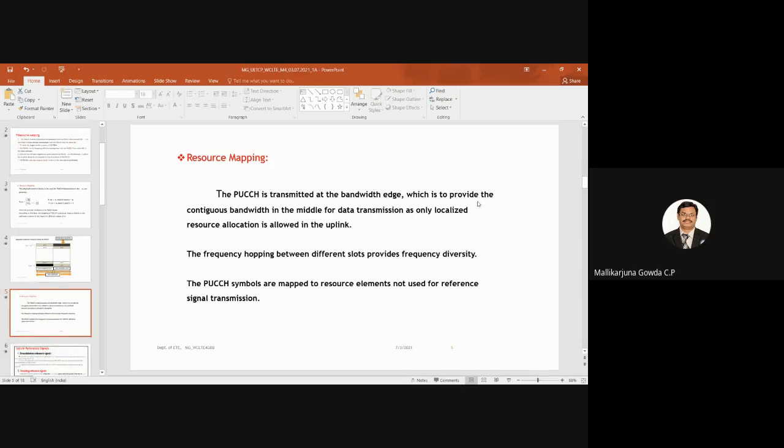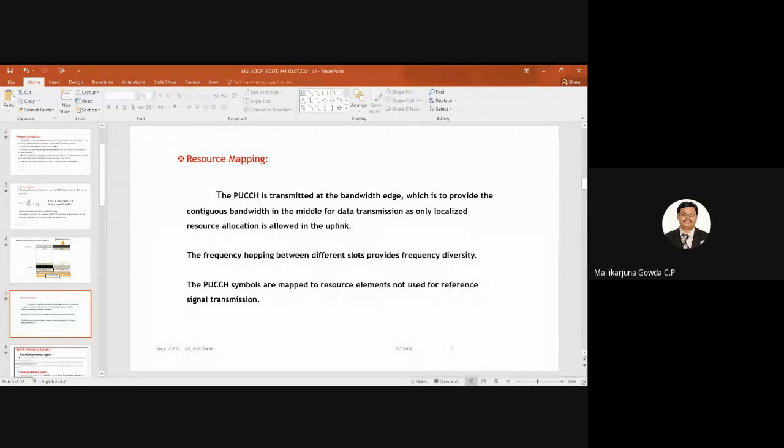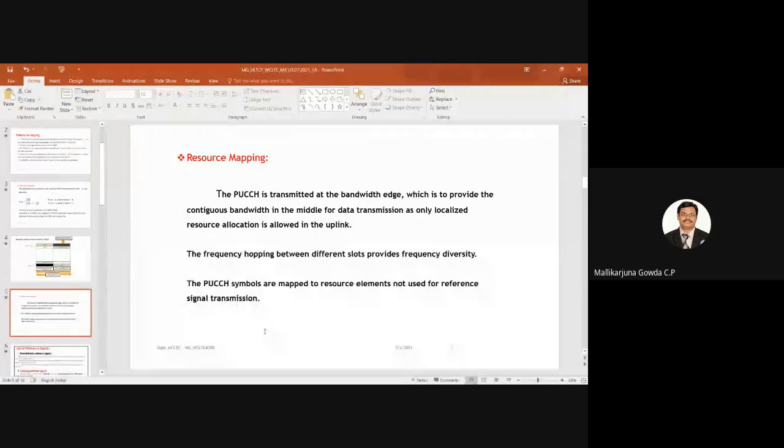The physical uplink control channel is transmitted at the bandwidth edge, which is to provide the contiguous bandwidth in the middle for data transmission, as only localized resource allocation is allowed in the uplink. So where do we transmit? That is also important. As I said, the physical uplink control channel is transmitted at the bandwidth edge. If you consider 1.4 megahertz, you all know how much is the guard band and what is the bandwidth available for transmission.